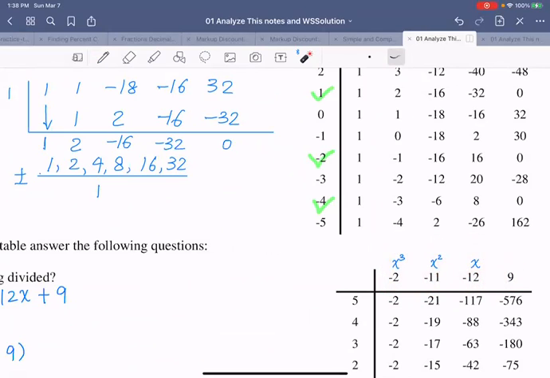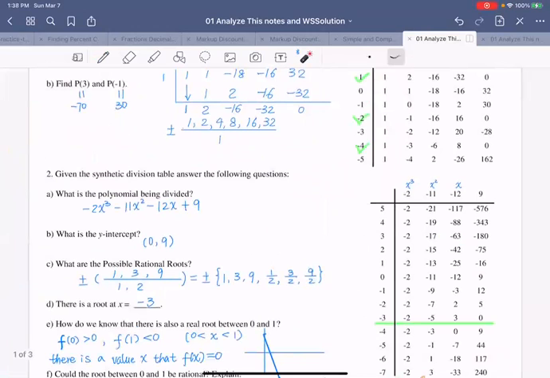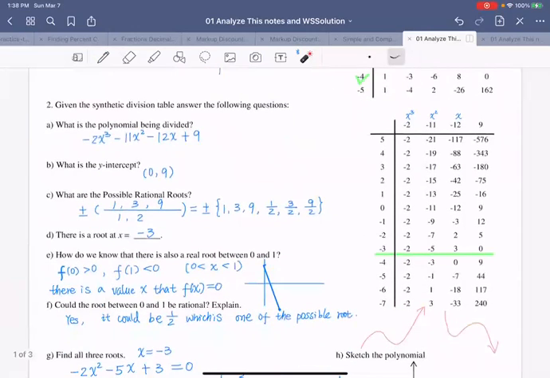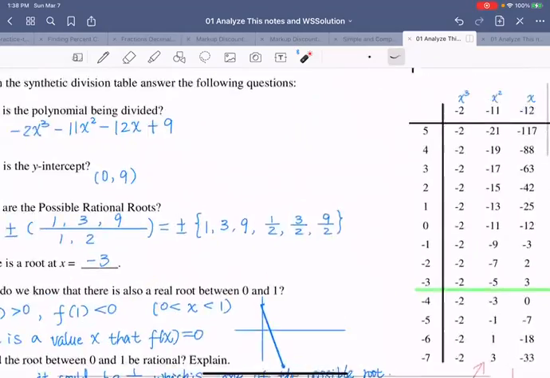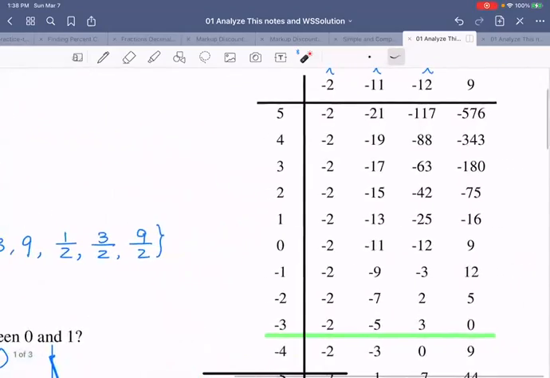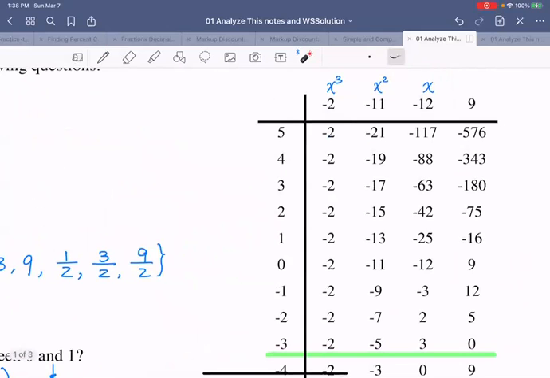Let me ask you this: if you don't have an x term, what do you put over here? 0x. Yes, you have to put a 0 here. If you don't put a 0, your synthetic division will be wrong. Now, they may also ask you the y-intercept. What does y-intercept mean? It is the point where the graph intersects the y-axis, so your x will be 0, and it'll be a point. That's corresponding to this, right?